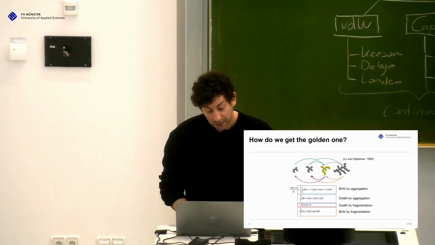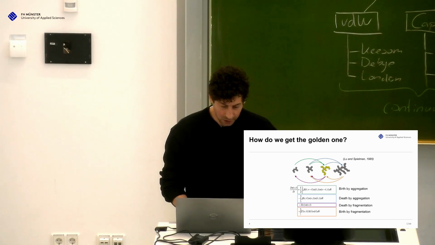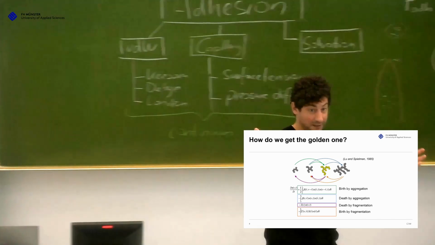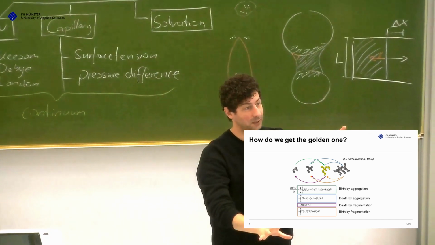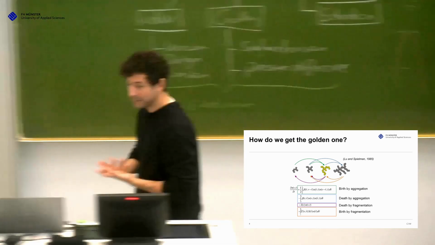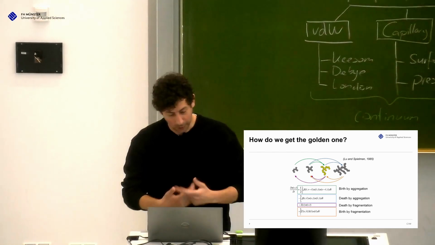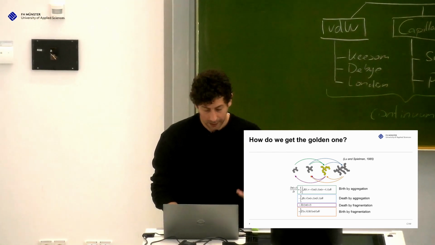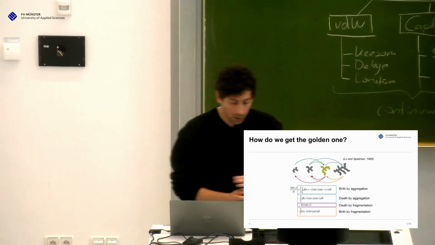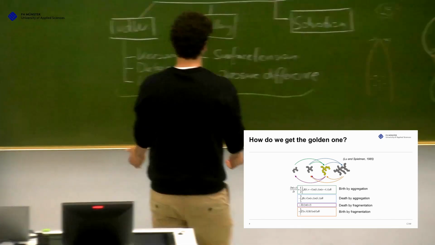But we also can have birth by fragmentation, and this means it could be we have, again, the bigger one, and the bigger one breaks away, and now a golden one appears from the bigger one. So we have 4 possible outcomes to get the golden or get rid of the golden, and this is birth by aggregation, death by aggregation, death by fragmentation, or birth by fragmentation.